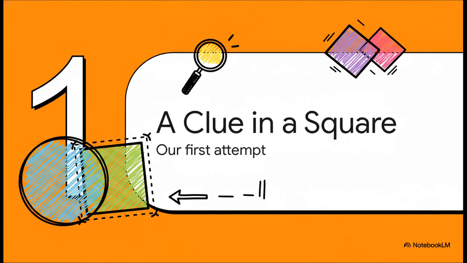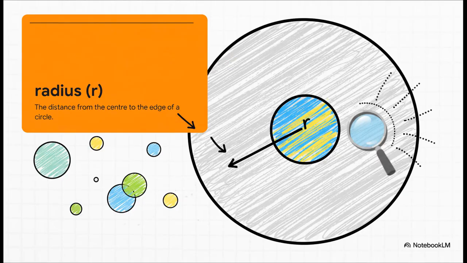Okay, so our investigation is going to start with a simple clue. We're going to try to get a rough idea of the circle's area using a shape we all understand really well, a simple square. But first, we just need to make sure we're on the same page with a couple of key terms. First up, the radius, which we usually just call r. It's super simple. It's just the distance from the dead center of the circle straight out to its edge. And trust me, this is a crucial piece of our puzzle.